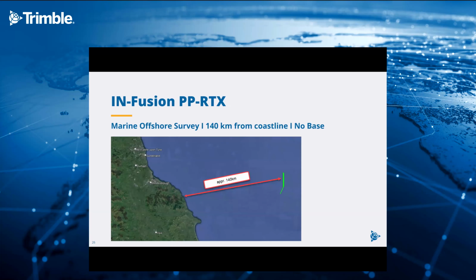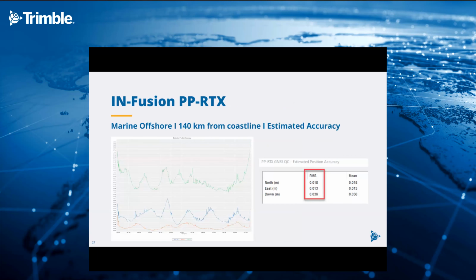And here another marine example for offshore survey. The trajectory in this case is 140 kilometers away from the coastline. And traditionally, you wouldn't expect to get any base station over the sea here being offshore. So PP-RTX is the best alternative for post-processing purposes. Same here, we'll plot it over time, northeast down, and the summary is on the right side. The RMS value horizontally is about 2 centimeters max, and for the Z component, it's below 4 centimeters.